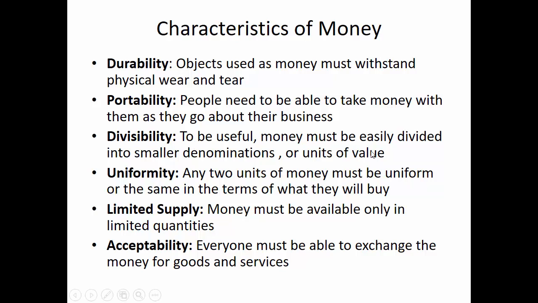Divisibility. It has to be easily divided into smaller denominations. And so, with cash money, it's pretty easy to do that, but occasionally you'll find yourself in a situation where maybe the cashier doesn't have the change that they need. You go to Dollar General and see a handwritten sign, we need $5 bills, something like that, because there can be an imbalance in the change that they've got. Or a gold coin. Does anybody know what the cost of gold is per ounce? It's about $1,200 an ounce.